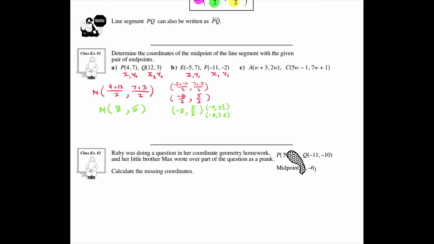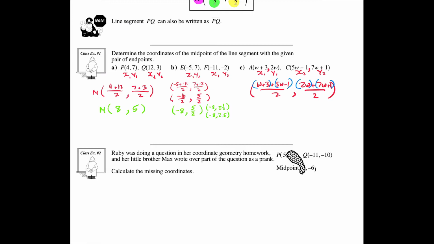In the third example, they're basically adding in some variables, but it's going to be the exact same thing. To figure out the midpoint, it's just going to be the x and y values. So there's the commas right there. To the left would be x1 and then y1, and x2 and y2. So I'm just going to move this down to give myself a little bit of space. Now if we look at x1, it happens to be w plus 3, and we're going to add to that x2. So I'm going to add 5w minus 1. And for the y points, it's going to be 2w, which is y1, plus 7w plus 1. Now it may help you to put these into brackets, but it's not absolutely necessary.